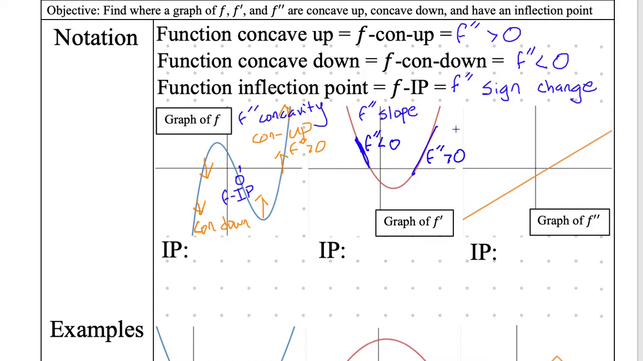Where does the slope change signs? Not where the slope is equal to 0, which happens to be the same point in this case. Where does the slope change signs here? Right there. Yep. This is an FIP. It just happens to be where it's 0. Can you imagine a graph of f prime where the slope is 0, but it's not an IP? Can you visualize what that looks like?